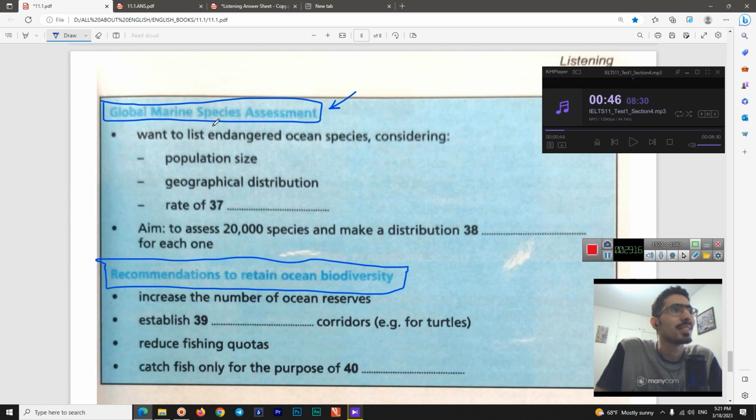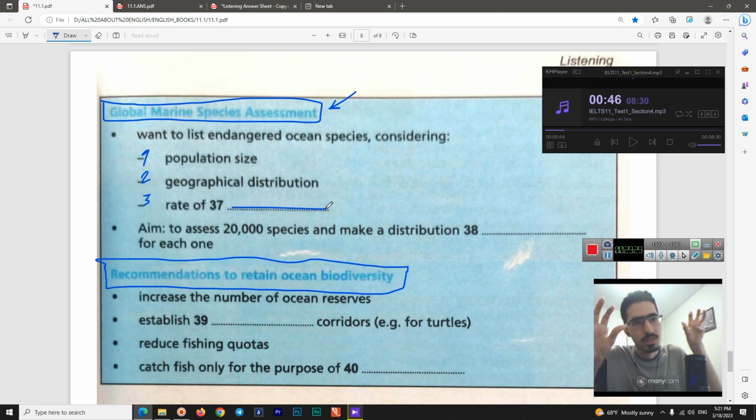Global marine species assessment. They want to list endangered ocean species considering three things: population size, distribution, rate of something. Again, you need a noun. Of is a connector of two nouns. Door of the car. Door of the car. So the car is a noun, door is a noun. So to the left and the right of we always have a noun. You can add adjectives too, but here you can't do it because only one word.